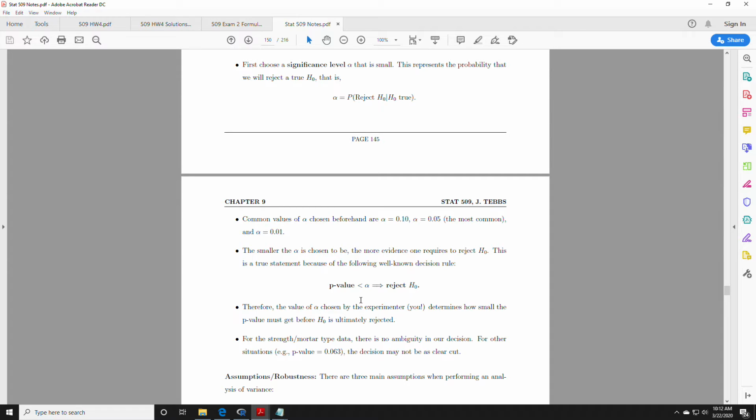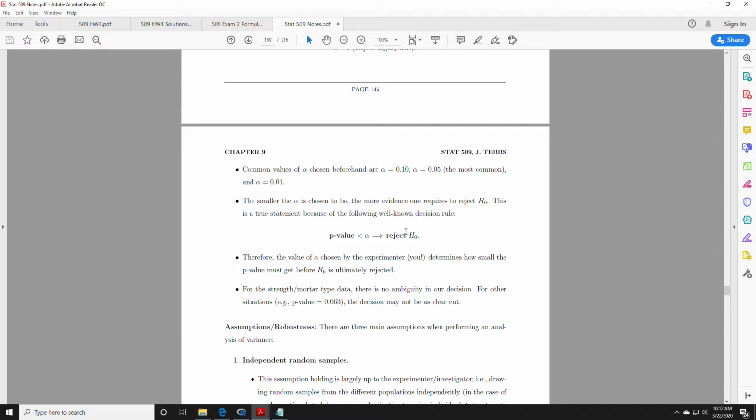Not that it should matter in most cases, but technically this should be less than or equal to and not less than. Okay, this is a typo. So if the p-value, the probability of observing our results or even more extreme results, given that the null hypothesis is true, is less than or equal to alpha, 0.05, then I reject the null hypothesis. Okay.